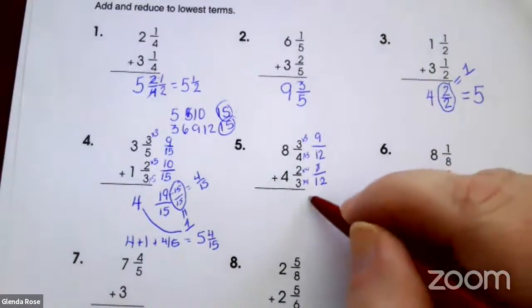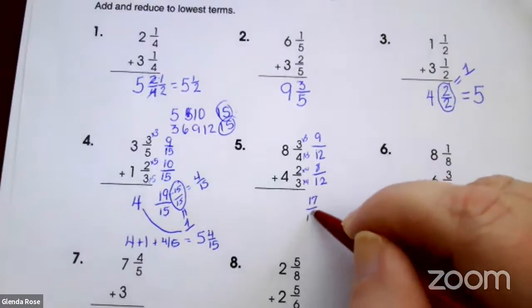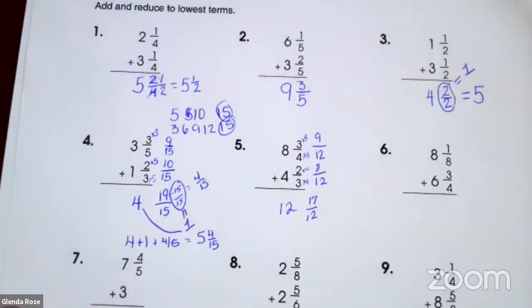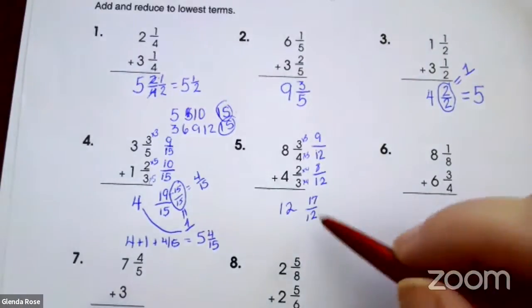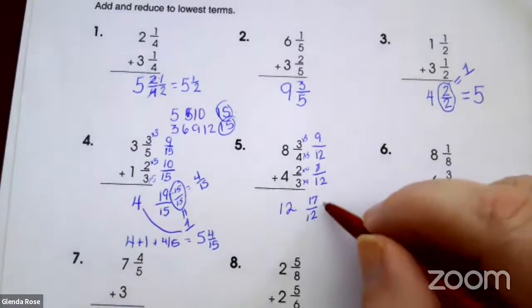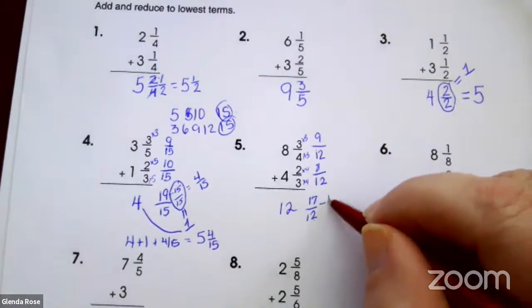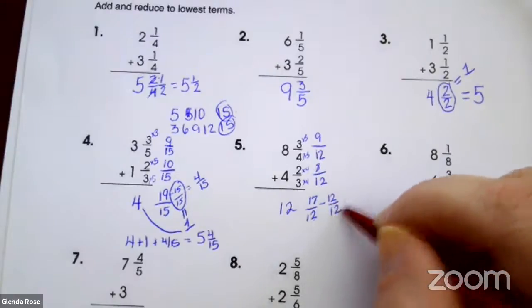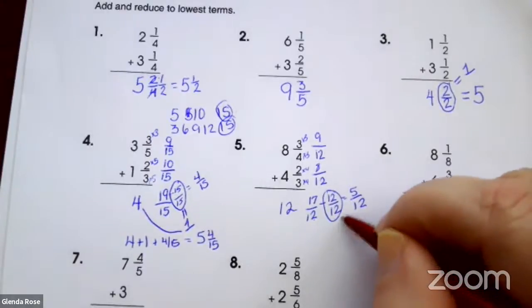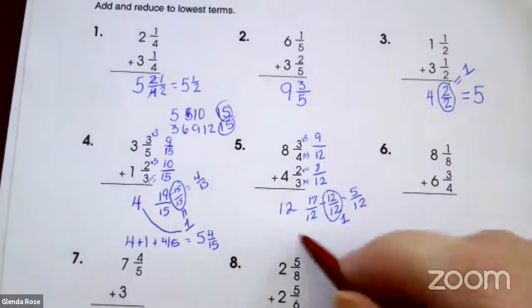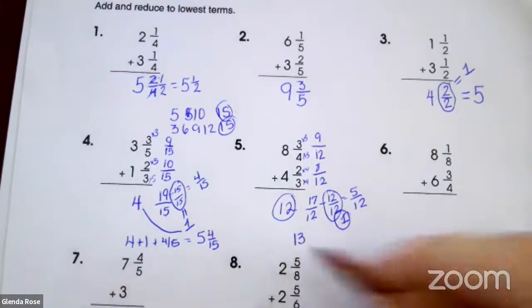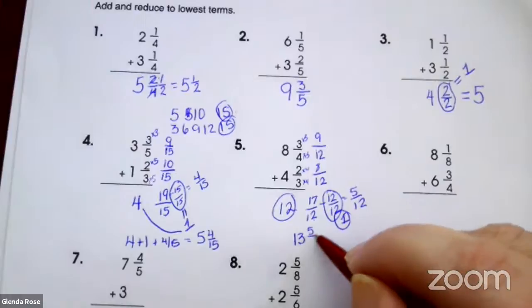I add my fractions. I add my whole numbers. 8 plus 4 is 12. I see that I have a numerator that is more than the denominator, so there's at least 1 in there. So I subtract 1 to see how many I have, and then I only have 5/12 left. So this is just 1. And then I add 12 plus 1 is 13, and then I bring over my fraction.